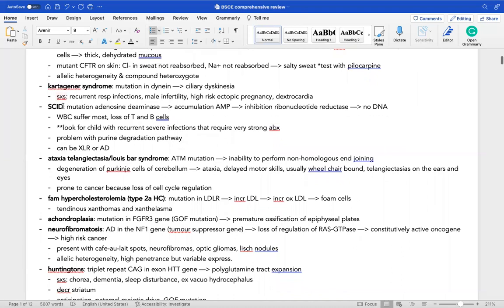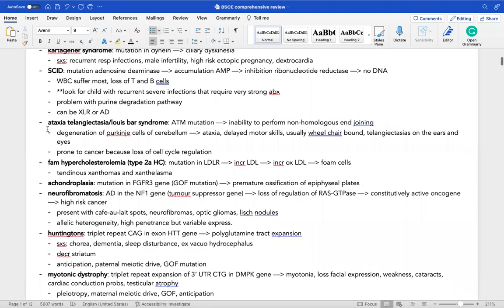SCID is a problem with immunity because there is a mutation in adenosine deaminase. Therefore, we have our ribonucleotide reductase function inhibited, so we cannot form DNA. Therefore, our immune cells, lymphocytes, cannot divide very well. Therefore, we can get recurrent severe infection.